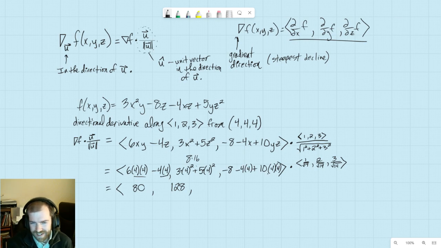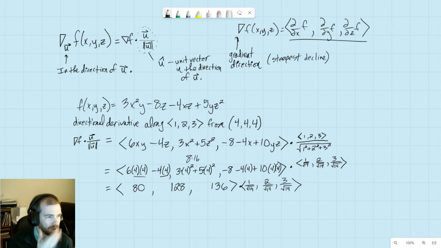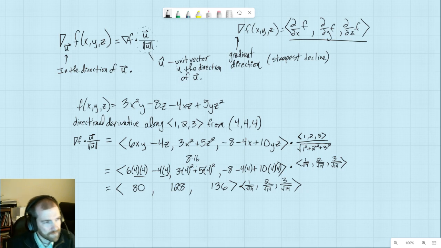Okay. So we got 10 16s here. We're subtracting 1. That's going to be 9 16s, which is 144 minus 8. It's going to be 136. Dotted with 1 over root 14, 2 over root 14, 3 over root 14.